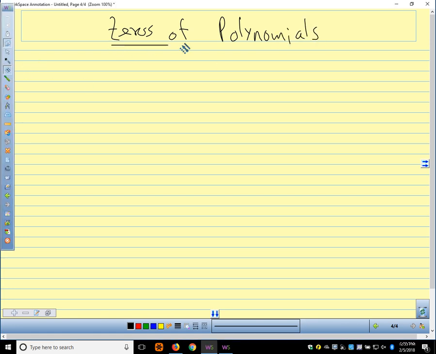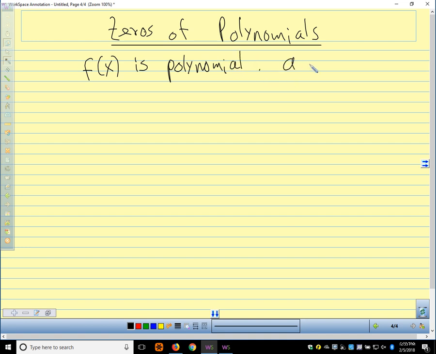Zeros of polynomials. Zeros of polynomials is really the key. That's the main idea of chapter 2, finding zeros of polynomials. We'll do some other things, but zeros of polynomials is really the key idea. We're going to say f is a polynomial and a is a real number. I'm going to list 4 things. All 4 of these mean the same thing.